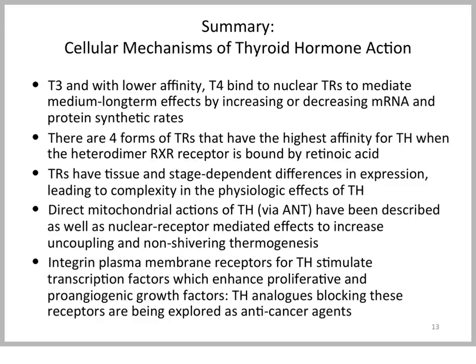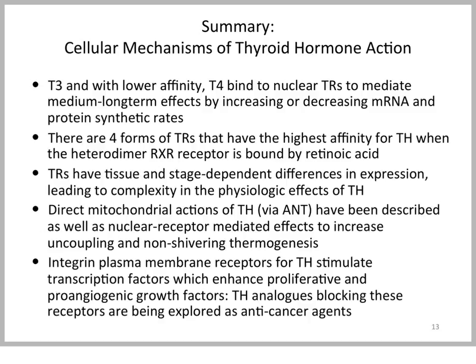So in summary, T3 and with lower affinity T4 bind the nuclear thyroid receptors that mediate what we should call the medium or long-term effects of thyroid hormone by increasing or decreasing messenger RNA and protein synthetic rates. And when we talk about integrated effects of thyroid hormone, we'll be looking at things like loss of hair, altered lipid metabolism, etc. There are 4 forms of the thyroid hormone receptors, the knowledge of which specific ones are probably not important to you right now, but the fact that there are those and that they're heterodimers that interact with the retinoic acid receptor is an important thing.